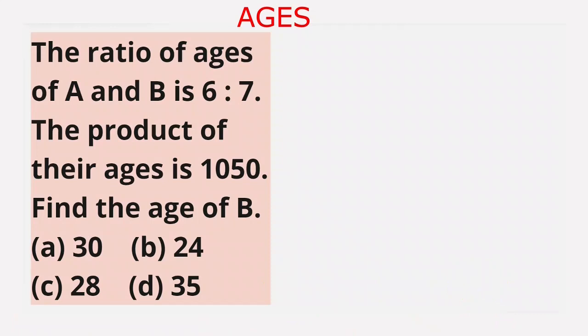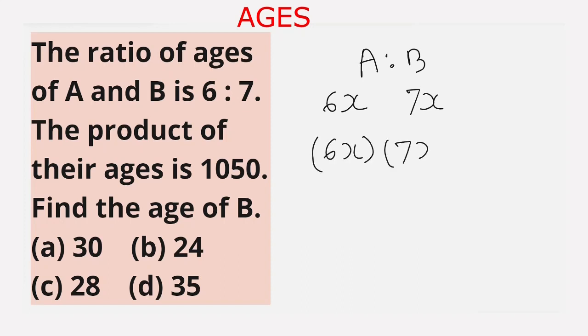This is a very easy question. It is given that the ratio of the ages of A and B is 6 ratio 7. So I write A ratio B, and age of A is 6x and age of B is 7x, as the ratio is 6 ratio 7, and the product of them is 6x into 7x equal to 1050 given to us.